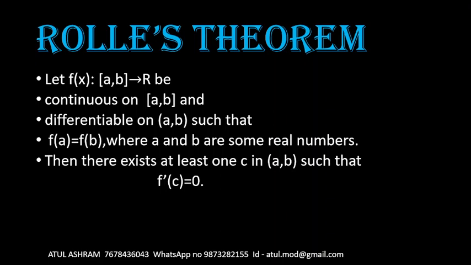If the value of the function at the end points of the closed interval [a, b], that means at a and b, is equal, then there is at least one real number c in open interval (a, b) where the derivative is 0. It is quite a natural phenomenon. We will try to understand it by an example. It will be clear then.